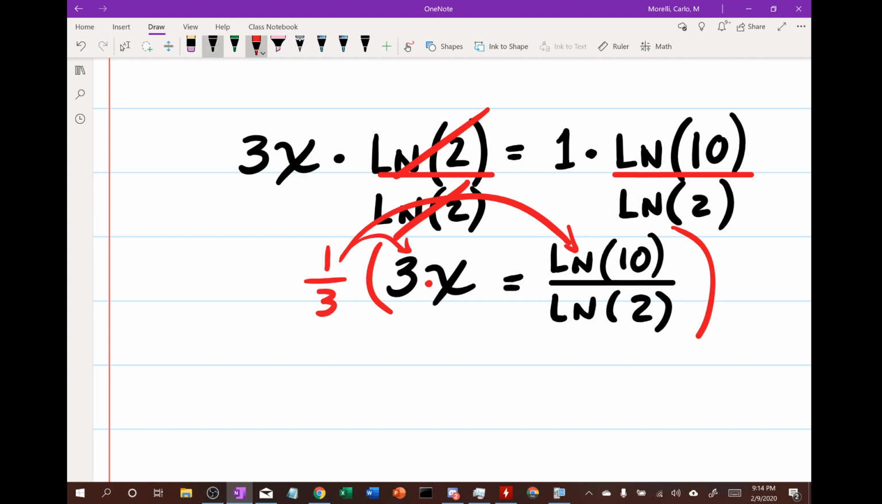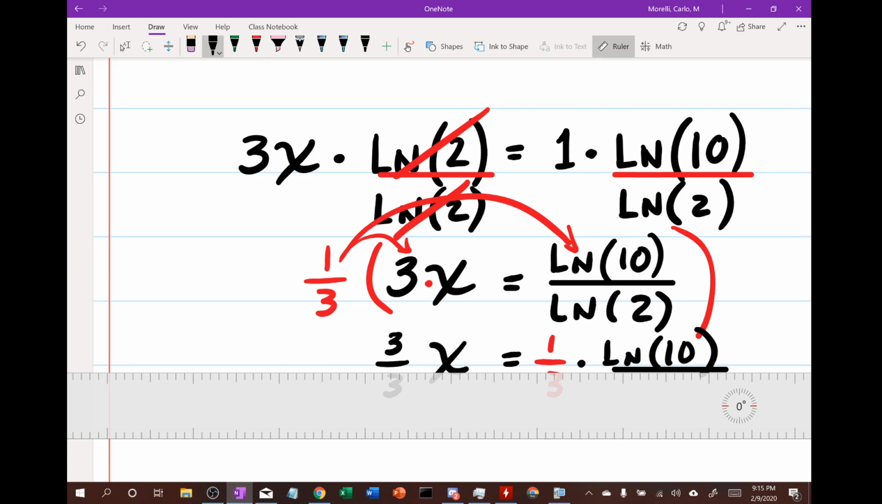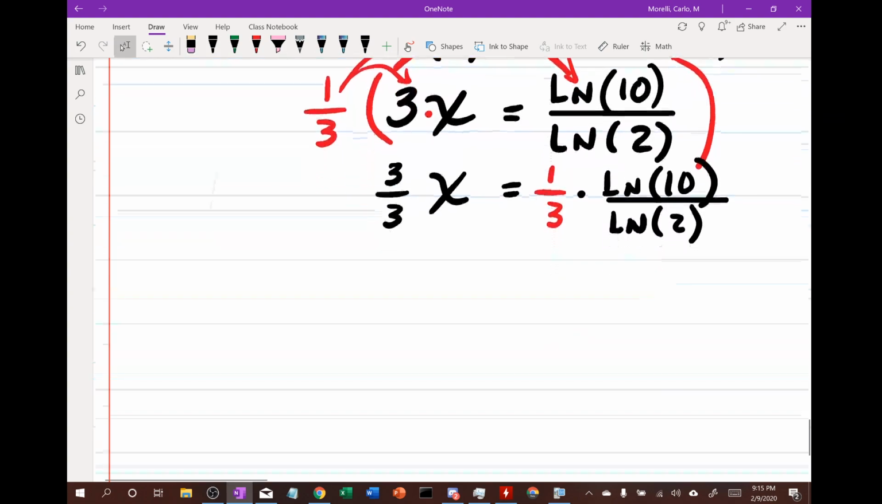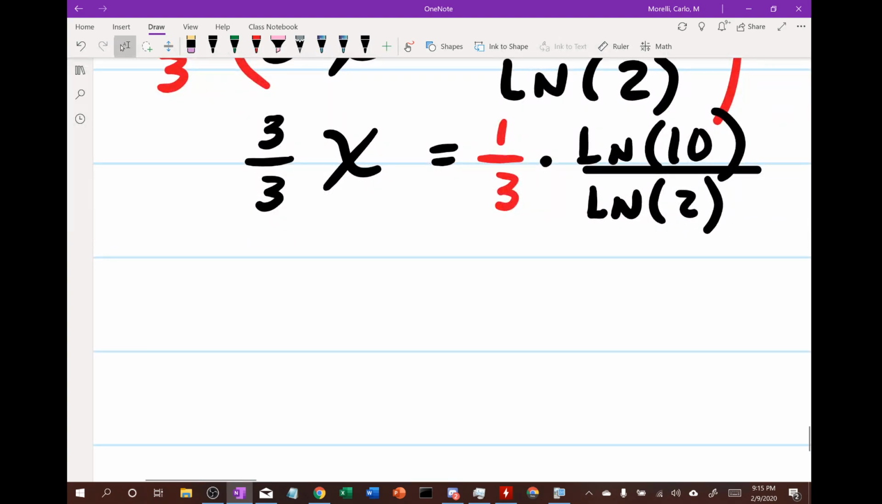Okay, so we're ready. So it's got 1/3 times 3x is 3 over 3x equals, and now you're multiplying 1/3 times the ln of 10 over the ln of 2. So it's just 1 over 3 times the ln of 10 over the ln of 2. Okay.